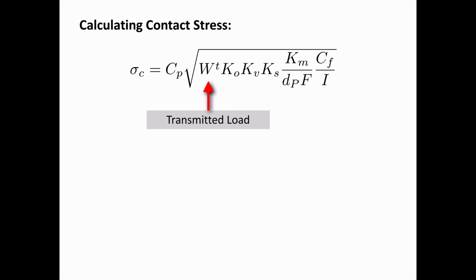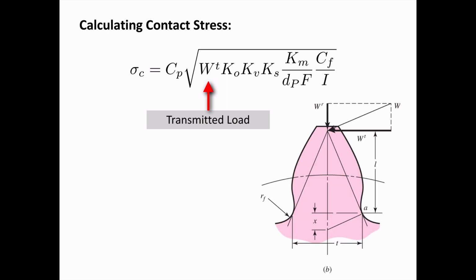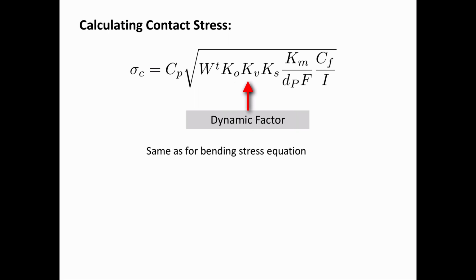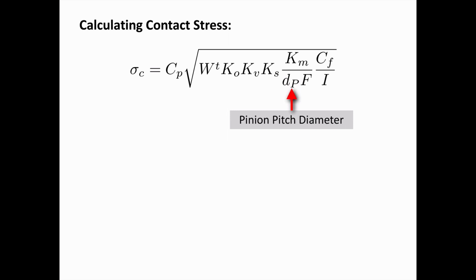The next term is the transmitted load, which we've already reviewed. The next term is the overload factor, and this is the same as for the bending stress equation. The next is the dynamic factor, again, the same as for the bending stress equation. The size factor, also the same as for the bending stress equation. And the load distribution factor. So that speeds things up quite a bit, having already reviewed each of those factors.